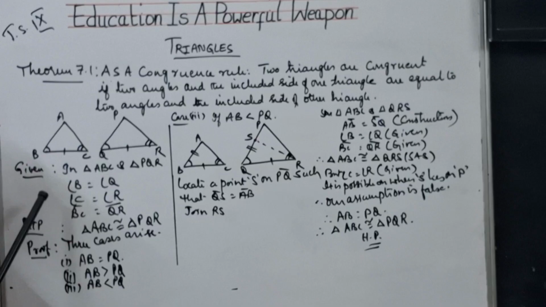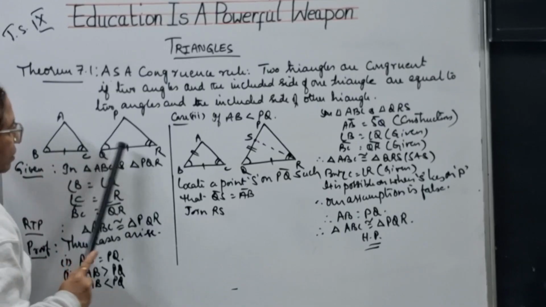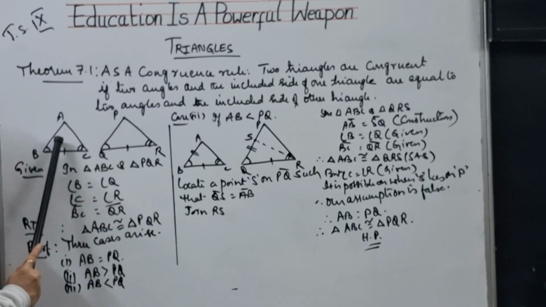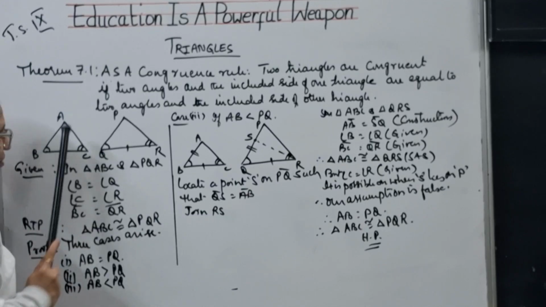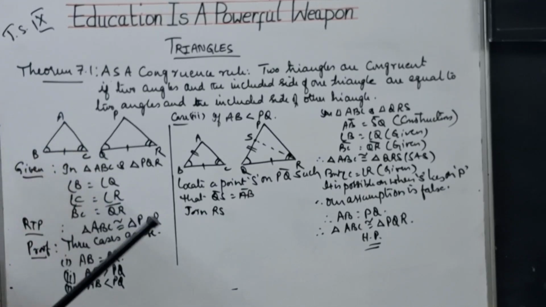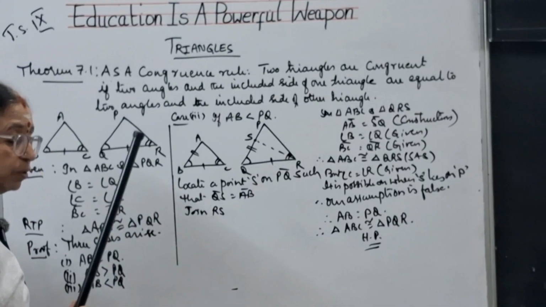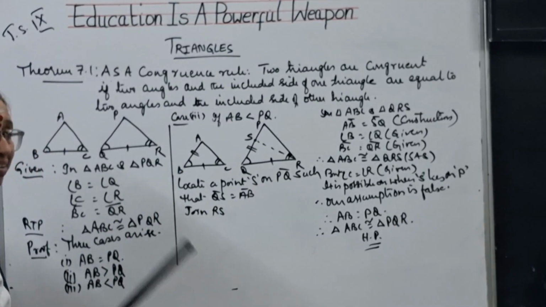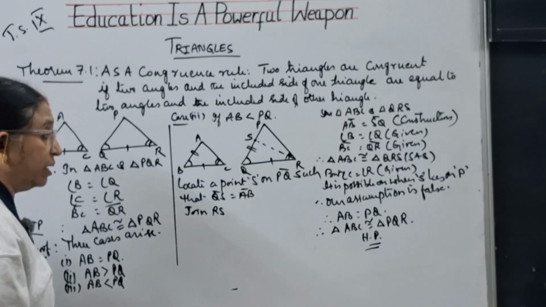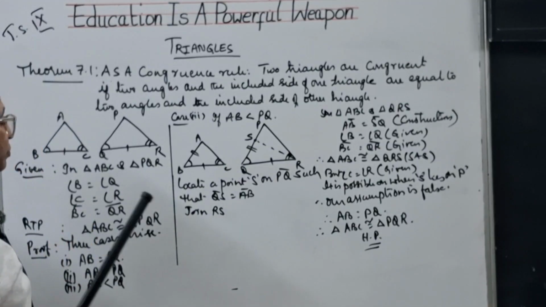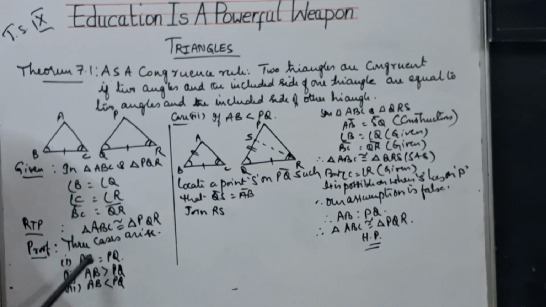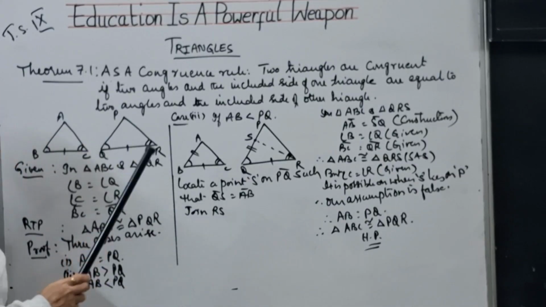Angle B is equal to angle Q, it is given to us. BC is equal to QR also is given to us. So two triangles are congruent based on the side, angle, side property. Side angle side property is an axiom, which does not need any proof. So using that axiom we have proved, basing on AB is equal to PQ, the triangle ABC is congruent to triangle PQR.